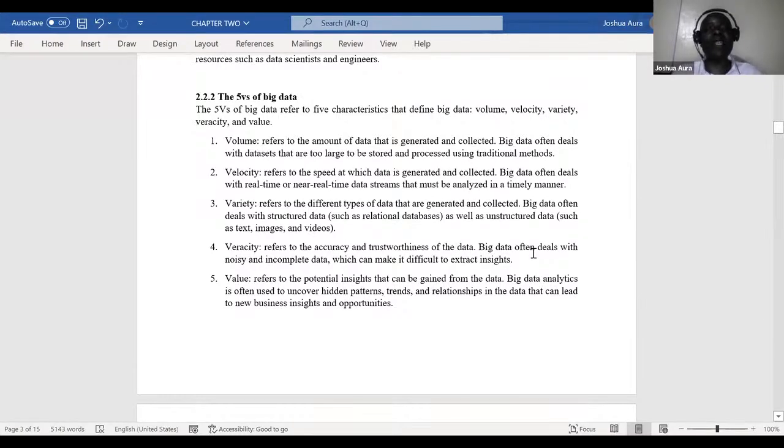Big data often deals with noisy and incomplete data, which can make it difficult to extract insights. And that is why we clean up this data to ensure that it's accurate, to ensure that it is of high veracity. Value refers to the potential insight that can be gained from the data. Big data analytics is often used to uncover hidden patterns, trends, and relationships in the data that can lead to new business insights and opportunities.